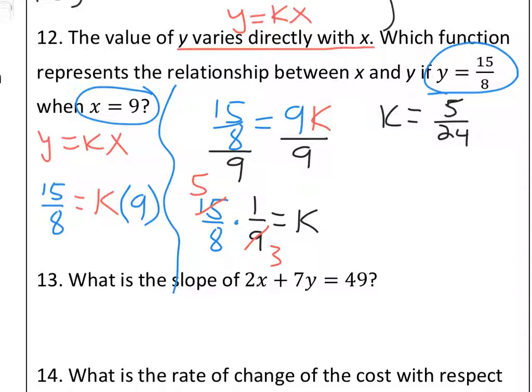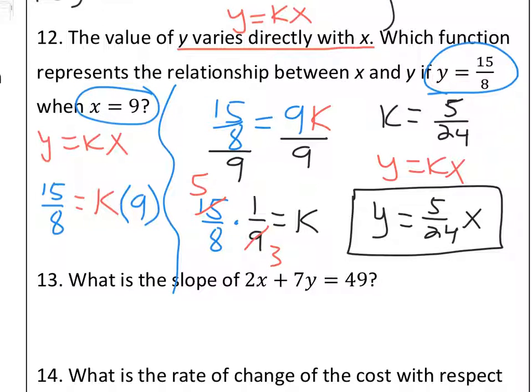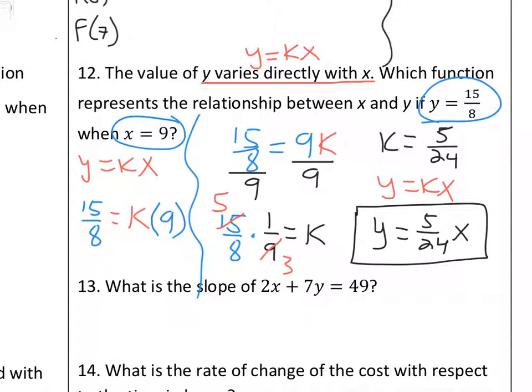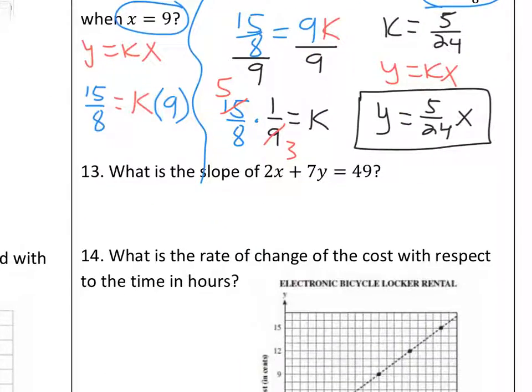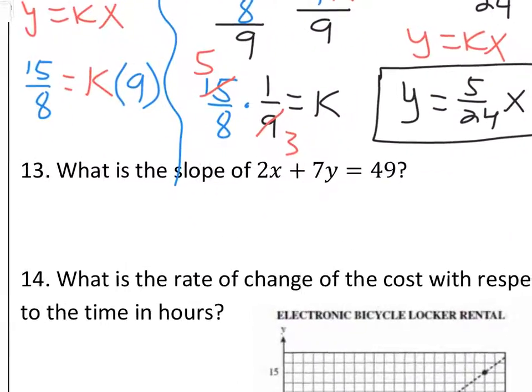All right, so now that we have the k, we can write our equation. Okay, so we are going to write the equation in y is equal to kx. So we can write the equation as y is equal to, instead of k, we can write 5 over 24, and that is times x. Okay, so that is going to be your answer for this problem here. It varies directly. You're just trying to find your k, or in other words, the constant of variation. Okay. All right, going on to number 13.